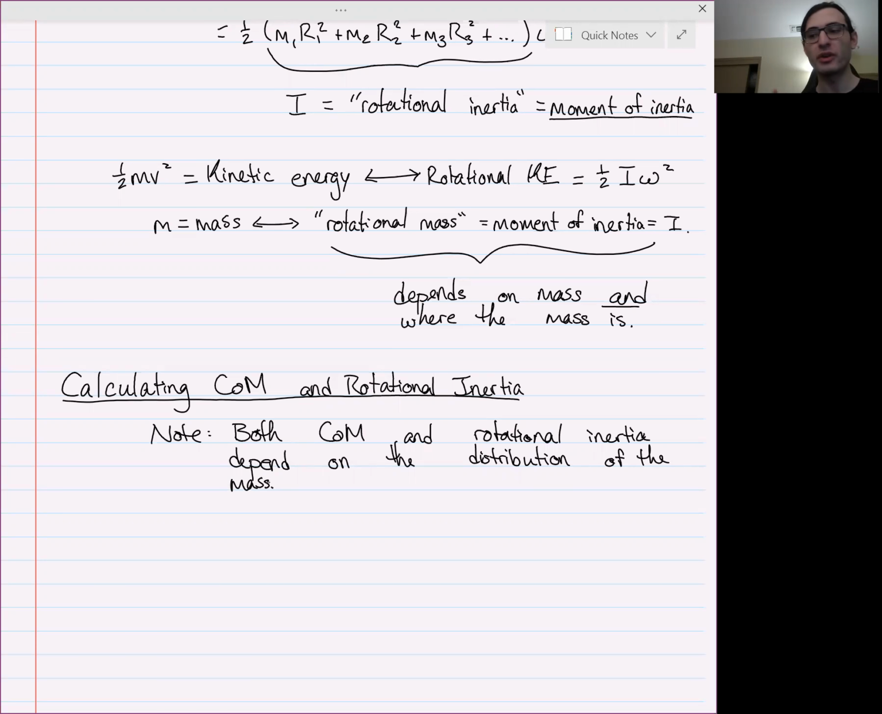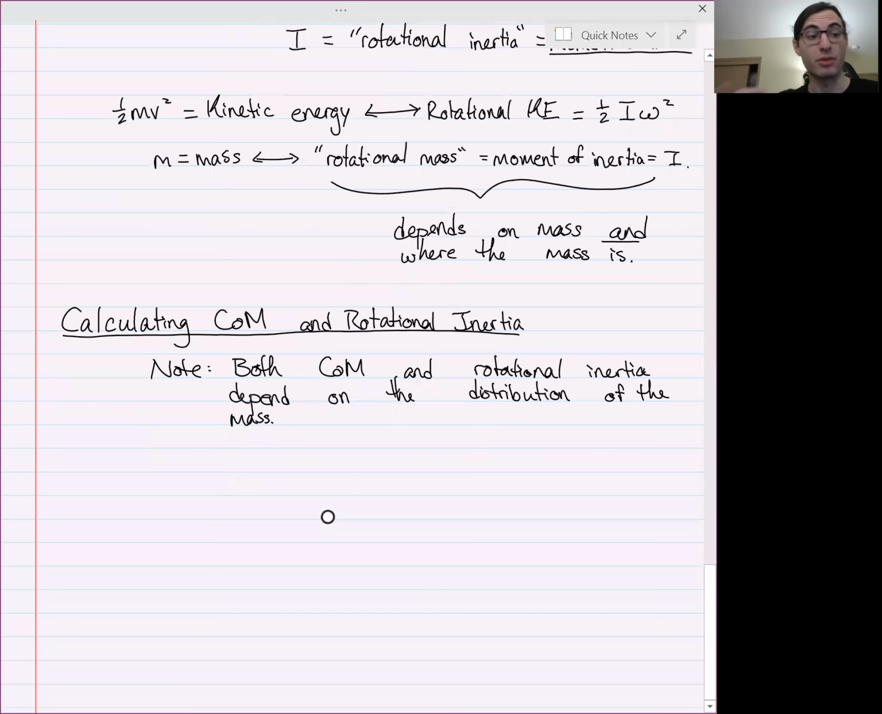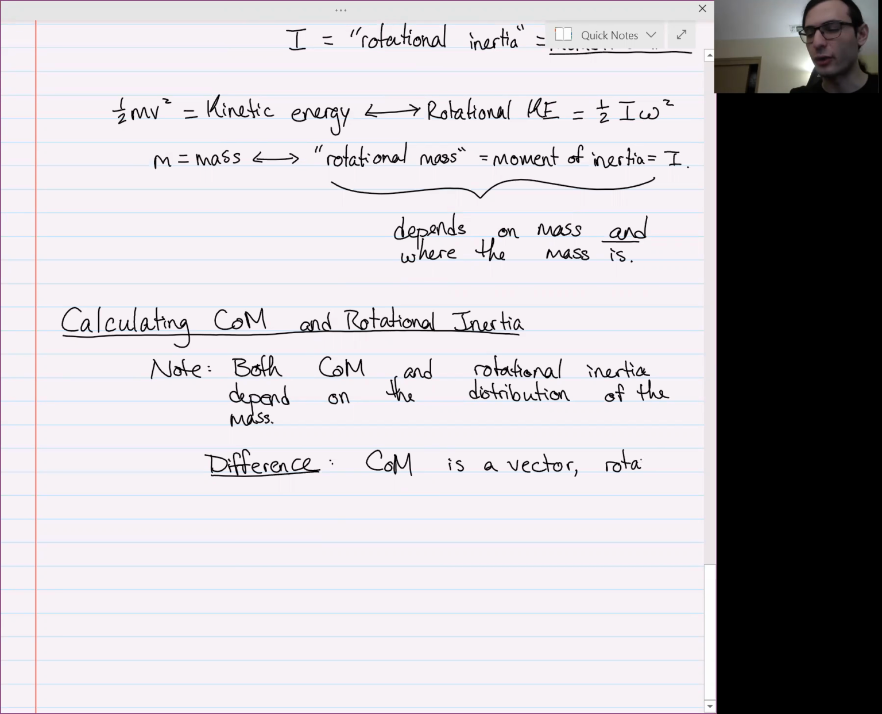But there's a difference between these things. Center of mass and rotational inertia aren't the same thing. There are a lot of differences, but a key difference is that the center of mass is a vector, i.e. it tells you relative to some origin where the center of mass is, which is a directional thing. Whereas rotational inertia is a scalar, at least for our purposes. In general, it's actually something called a tensor, but we're not going to get into that.